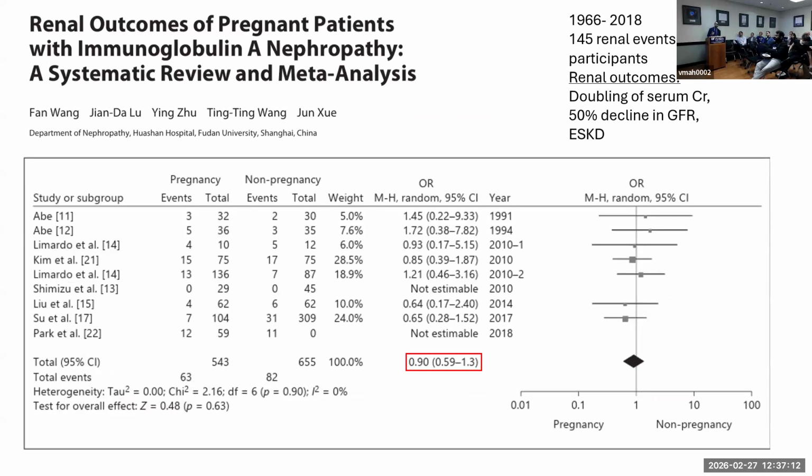So this is a more recent paper. This looked at patients between 1966 and 2018. They looked at about 1,200 participants. Their renal outcomes were doubling of serum creatinine and 50% decline in GFR or end-stage kidney disease. And as you can see, they found an odds ratio of 0.9 between pregnancy and non-pregnancy. So it really wasn't significant.